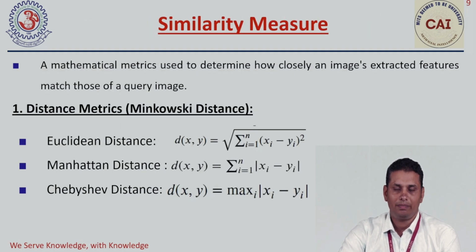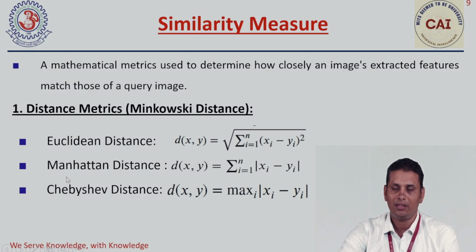Now, what is the mathematical formula for similarity measures? The first one is Euclidean distance. Let us consider the distance between x and y, that is image 1 and image 2, as the square root of the squared difference between pixel 1 and pixel 2 in both images. The square root and the square cancel, and finally what we get is only the difference between the two pixel values.